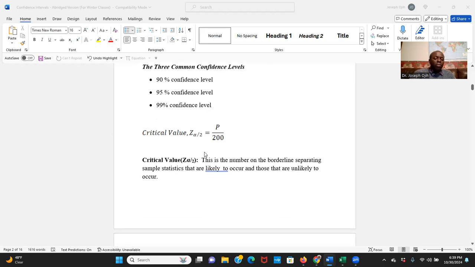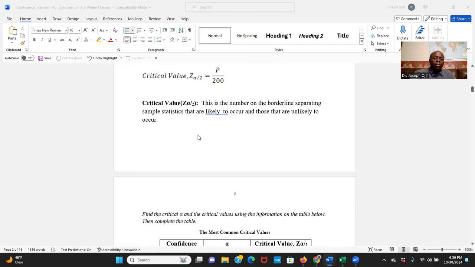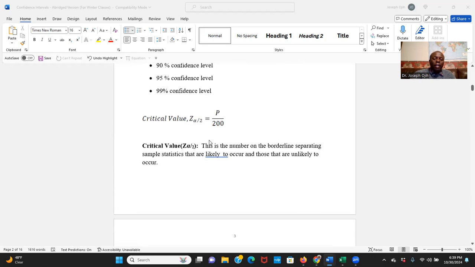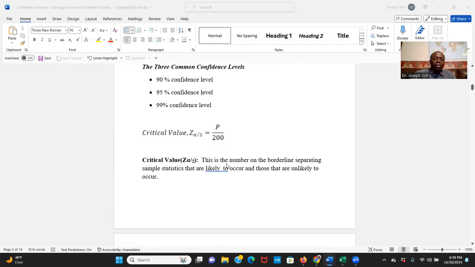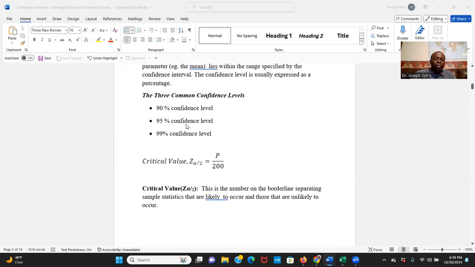Another concept we need to know is the critical value, usually called the number at the borderline. Before I explain the critical value, I want to go back to the confidence level. If you're 90% confident, your chance of being wrong is 10%. If you're 95% confident, your chance of being wrong is 5%. And if you're 99% confident, your chance of being wrong is 1%.